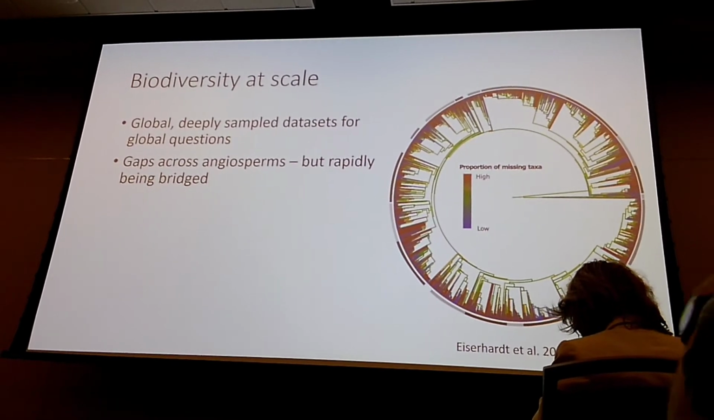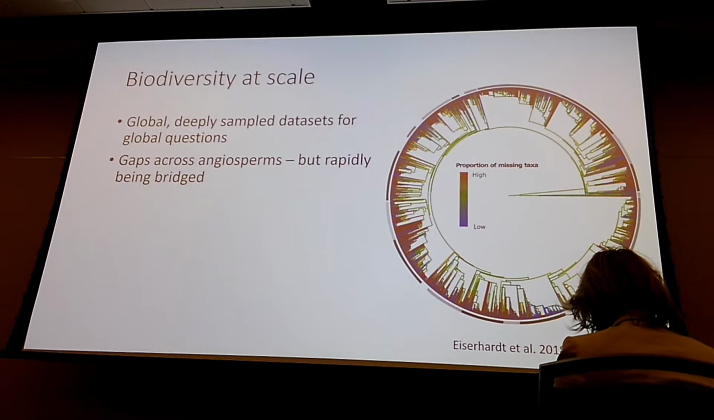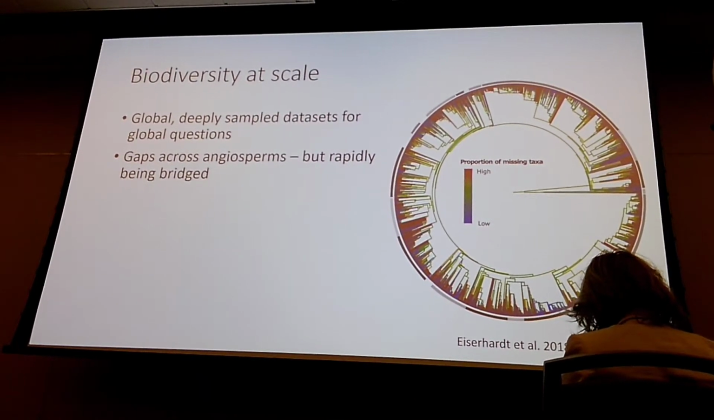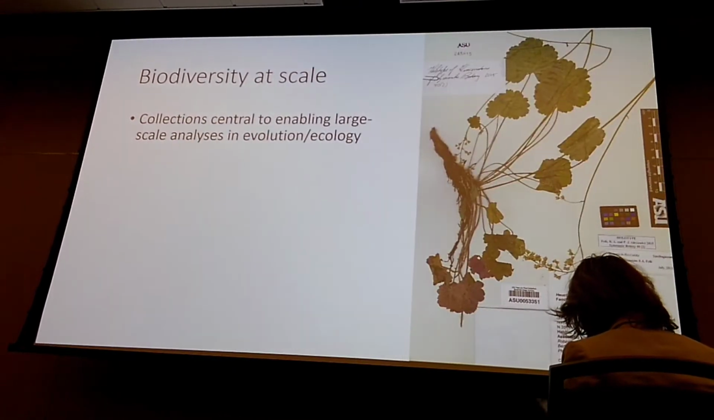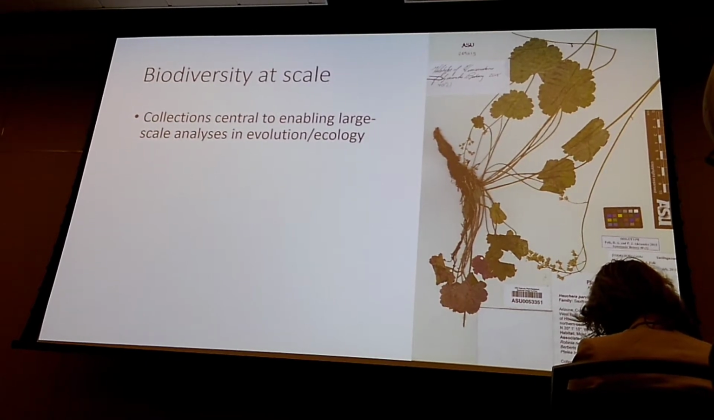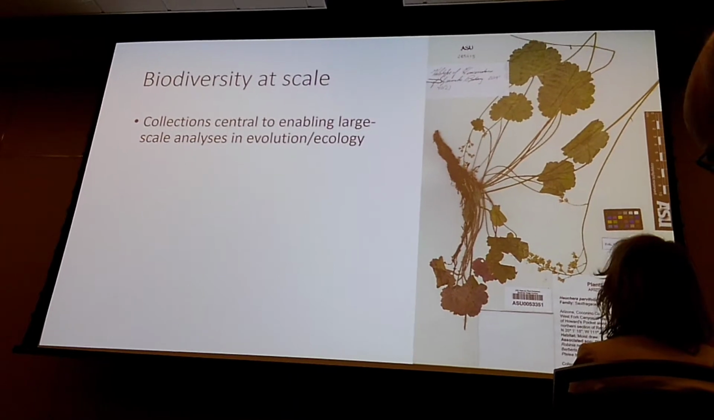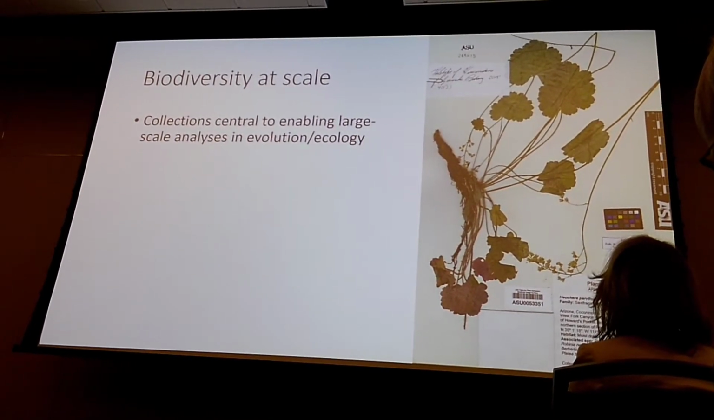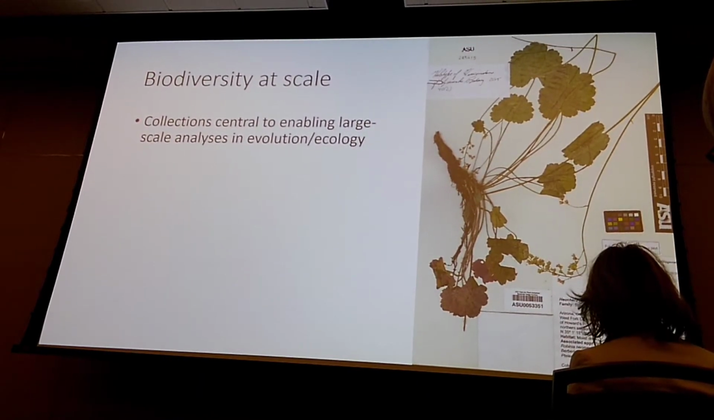But slowly, we're bridging some of these gaps in terms of data availability, and so the possibilities for doing really large-scale analyses are increasing, and we're able to do things that 5 years ago we wouldn't have been able to think of. I just want to point out that collections, and really I want to focus on natural history data in the broadest sense, not just herbarium specimens, but especially herbarium specimens, have been really integral to enabling large-scale analyses of this type.